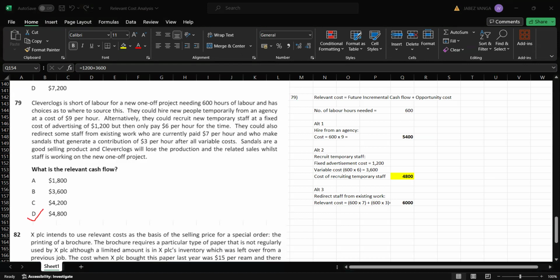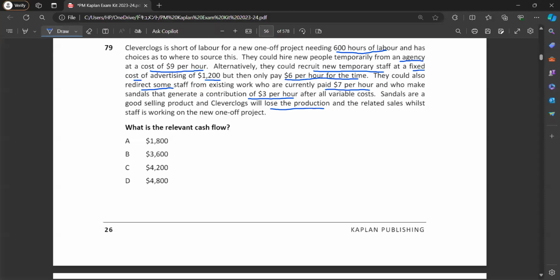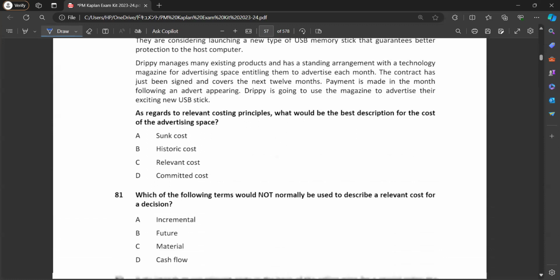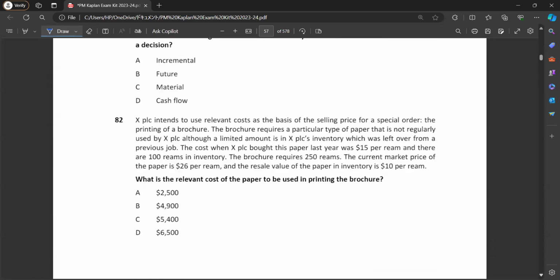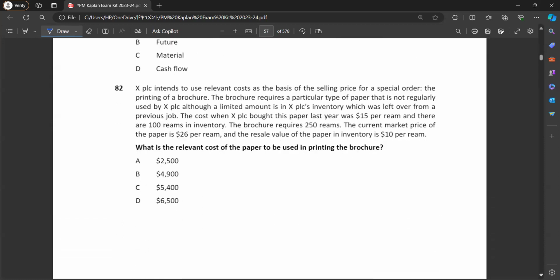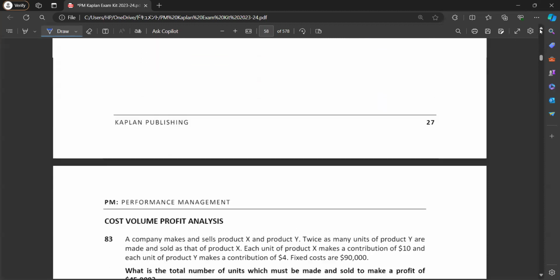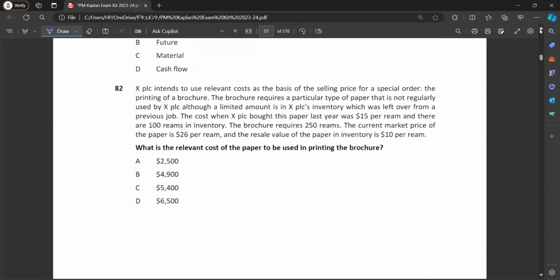See, one last question which is remaining. Let's also answer that one. See, after 79, we see that 80 is a theory question. 81 is also a theory question, which are very simple. Please read through the study text material and answer those two questions. 82 is one last numerical question on relevant costing. So we will also answer this part of it.